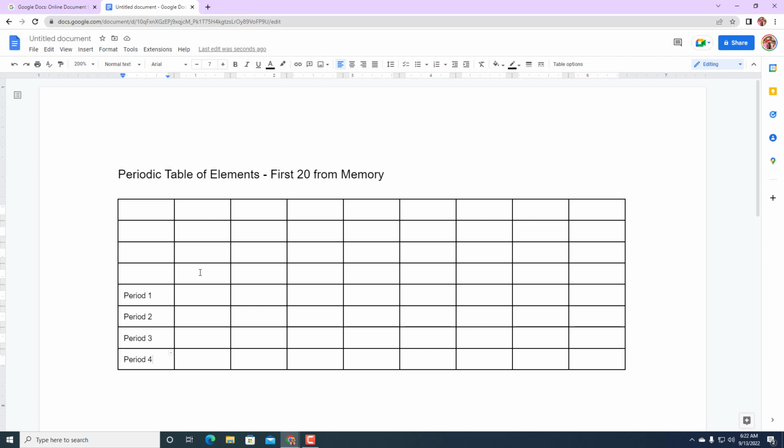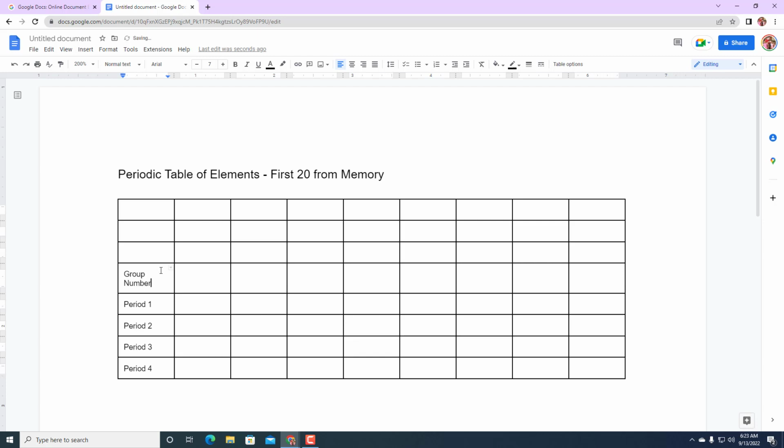When we look at group numbers, we would put something like group number in there, and I would go 1, 2, 3, 4, 5, 6, 7, and 8. Then we're going to make a little bit of a change. Instead of 3, it's 13. Instead of 4, it's 14. Instead of 5, it's 15. 6, 16. 7, 17. 8, 18.